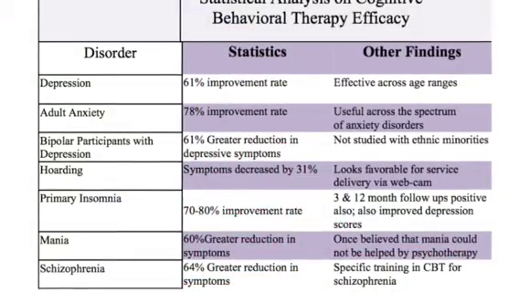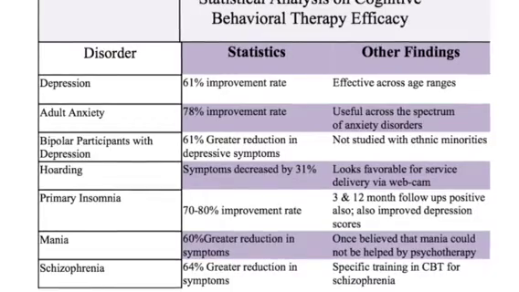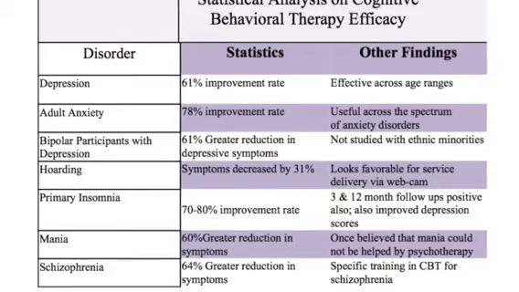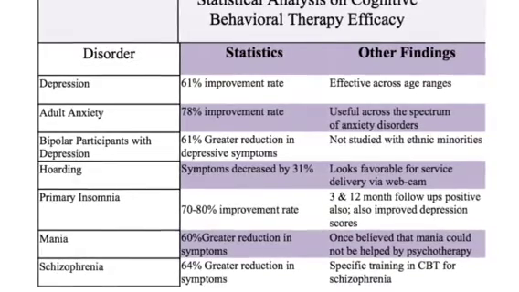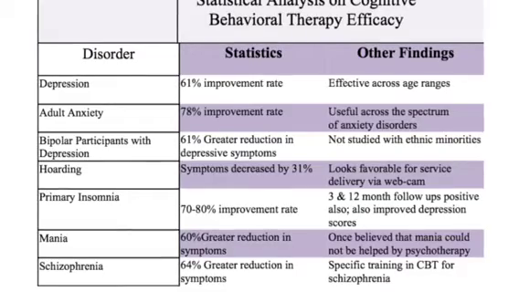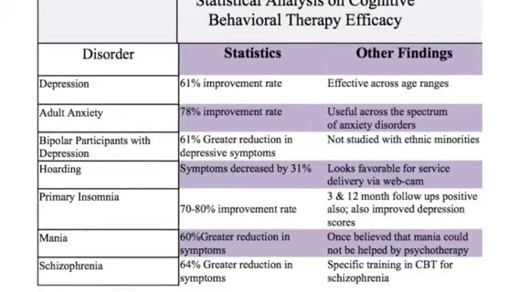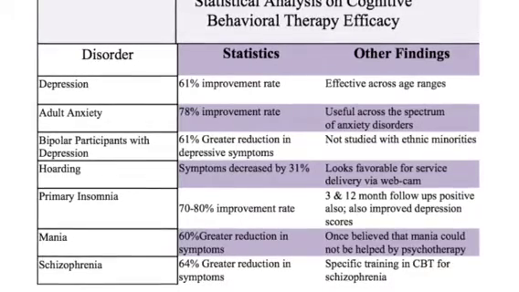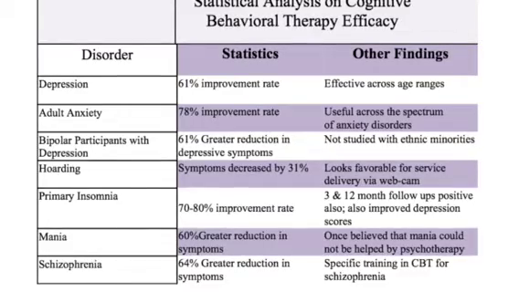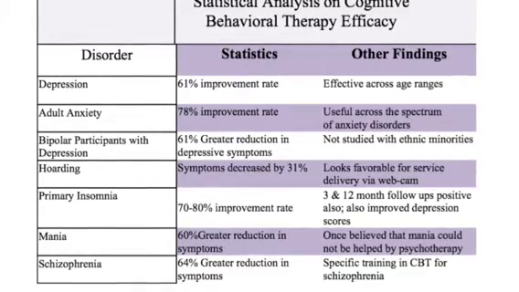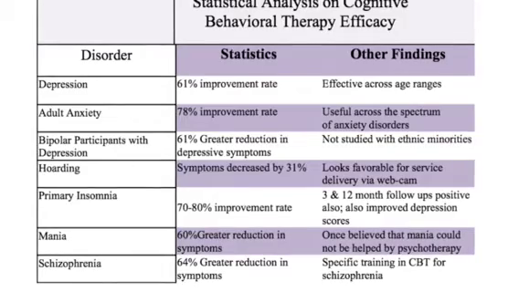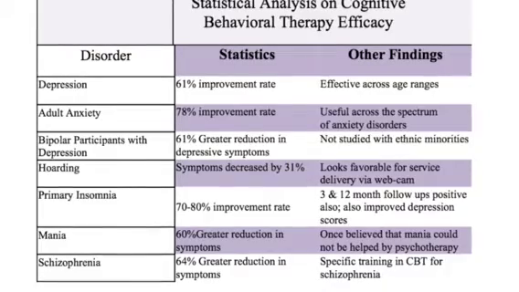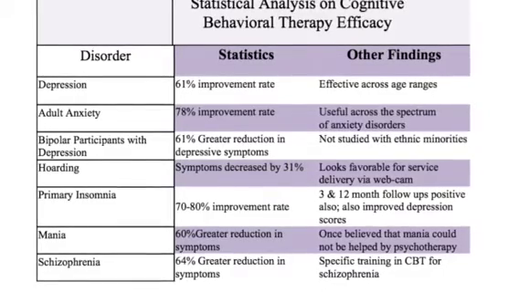A meta-analysis study published in the Journal of Counseling and Clinical Psychology found CBT to be robustly effective across the spectrum of all adult anxiety disorders, showing a 78% improvement rate. The Journal of Evidence-Based Social Work published a meta-analysis in 2010 that showed bipolar patients using CBT had a greater reduction in depressive symptoms than 61% of the others. Another study in 2011 reported that with CBT, hoarding patients decreased their symptoms by 31%.